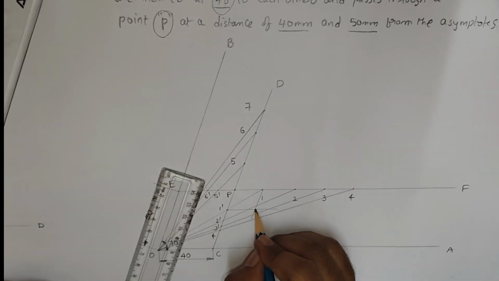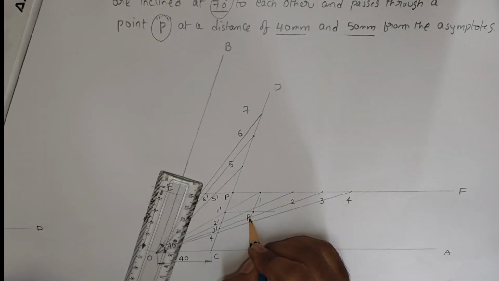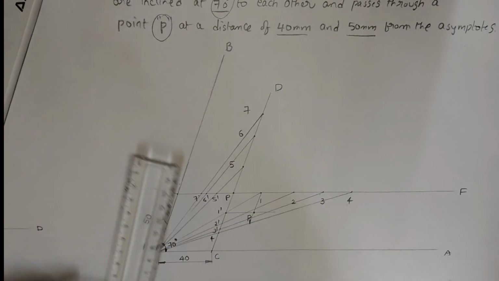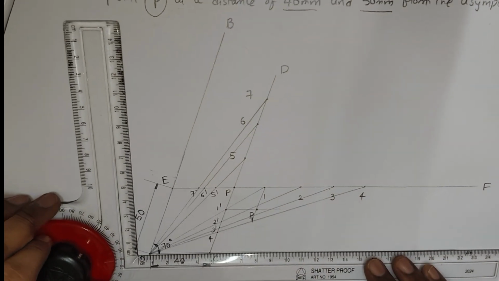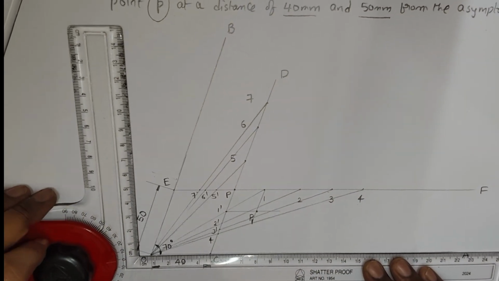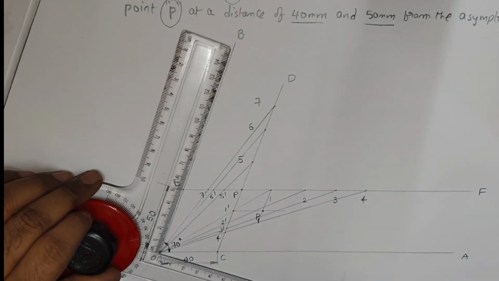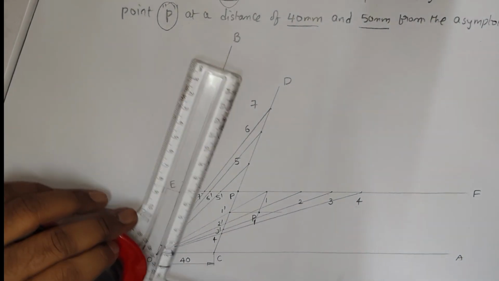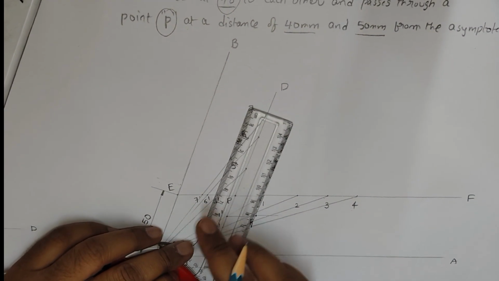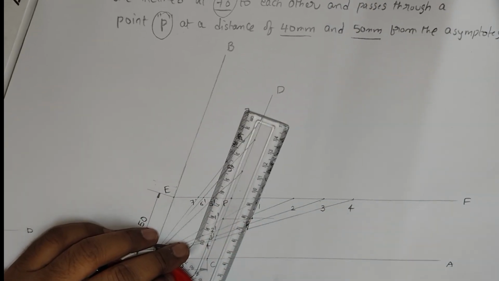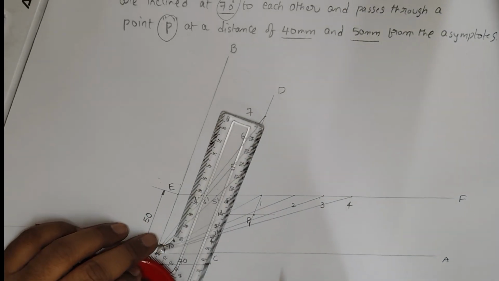So it will intersect somewhere here. You get the point as P1. First, take a line parallel to the OA line, OA asymptotes, and draw a line from 1 dash. Next, take a line parallel to the OB line and draw a line parallel to the OB line from 1. So it will intersect, and you get the point as P1.